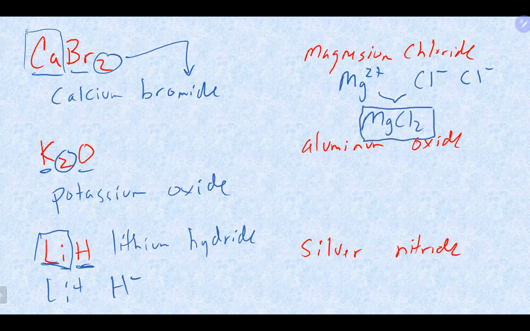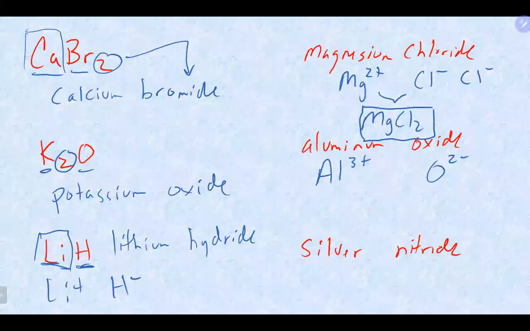Looking at the next one, which is aluminum oxide. Aluminum is group 3, so it has a fixed +3 charge. Oxide is oxygen, which has a -2 charge because it is group 6. Common number actually is 6 between those two.